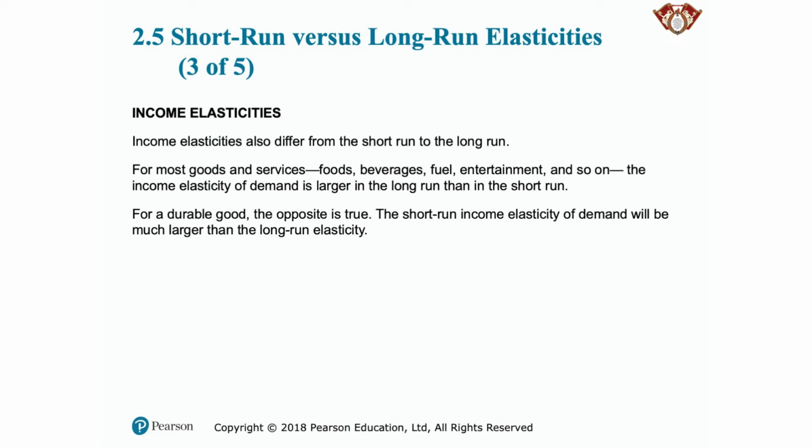Now we go to income elasticity. Income elasticity also differs from the short run to the long run. For most goods and services, foods, beverages, fuel, entertainment, and so on, the income elasticity of demand is larger in the long run than in the short run. That is the usual case, same as price elasticity of demand, right? But in the case of durable goods, the opposite is true. The short-run income elasticity of demand will be much larger than the long-run elasticity. Okay? So durable goods and non-durable goods are different.